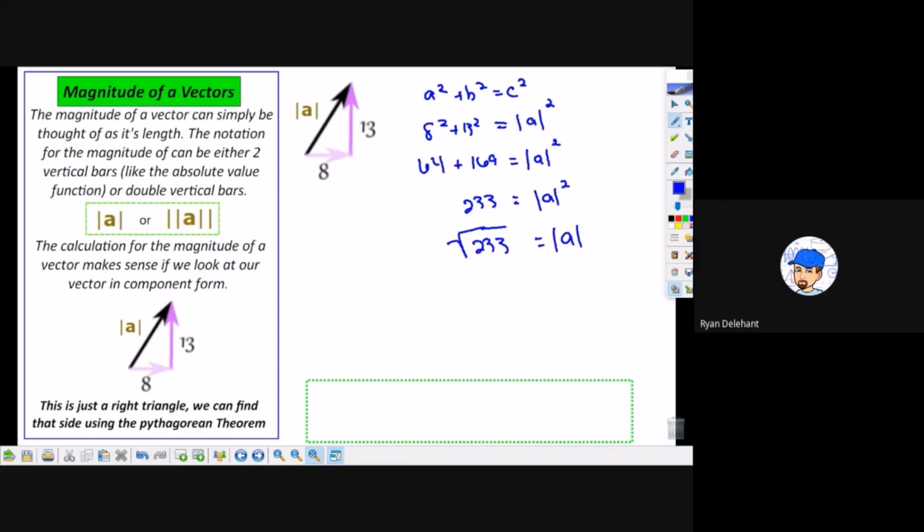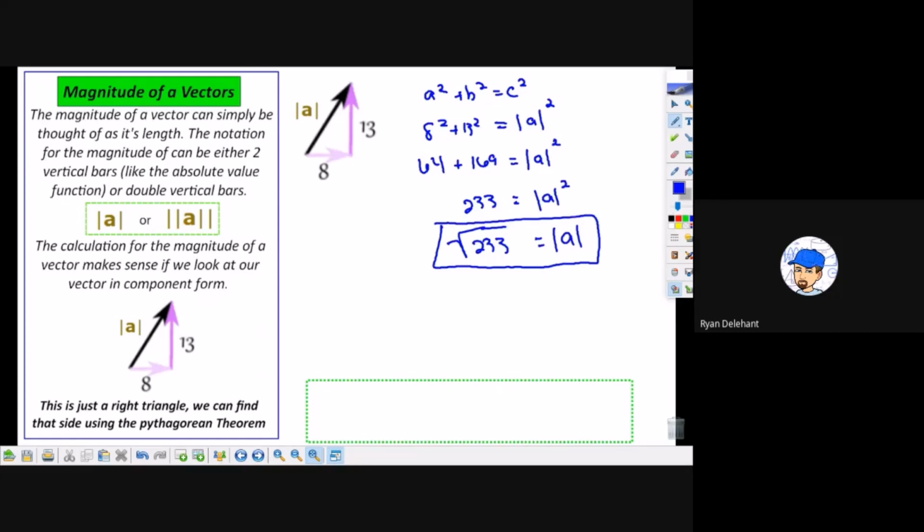See if we need to mess with this at all. Nope, 233 doesn't have any perfect squares in it. The only thing you have to be cautious with: any time we get a square root, you guys are going to be expected to simplify it, which when we get one, we'll double check. But that one doesn't do anything, so that would be exactly how to write its magnitude.